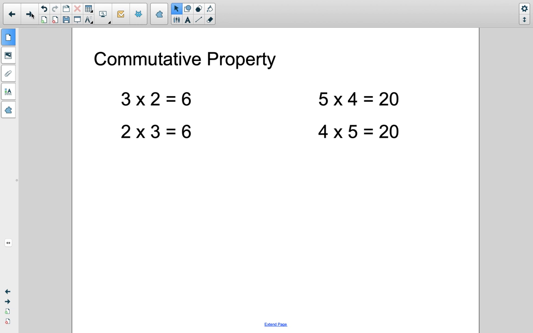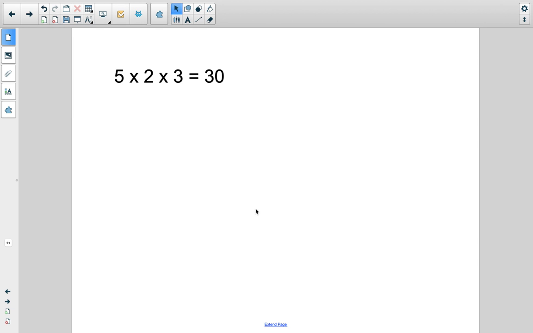Let me give you a bigger example. Say we had a question like this. You're not going to need to know stuff like this yet, but I just wanted to give it to you as an example. If I had a multiplication equation that had 3 numbers, 5 times 2 times 3, what you would normally do in math is multiply the 5 times 2 first and take that answer and multiply it by the 3. So 5 times 2 is 10, 10 times 3 is 30. So you get your answer, 30.